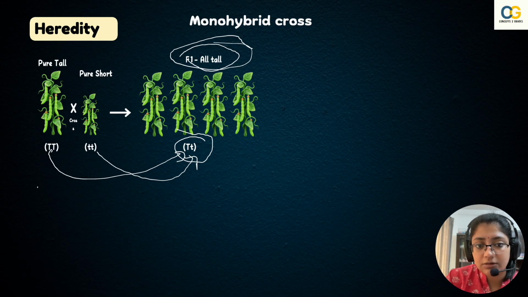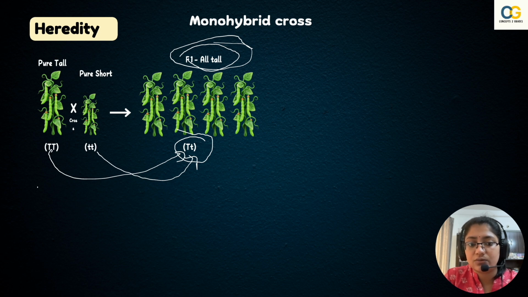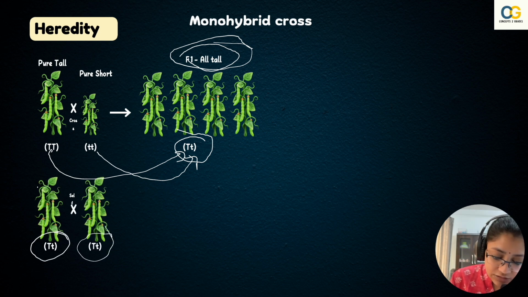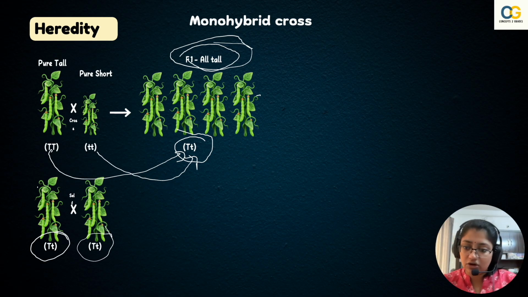We got all tall plants. So Mendel was not satisfied here. He is wondering why the short plant never appeared in the first place. He wanted to know what happened. So what he did, he took the two plants of this F1 generation, which are not purely tall. They're looking tall. There is some short gene inside them, and they have been crossed or selfed with each other.